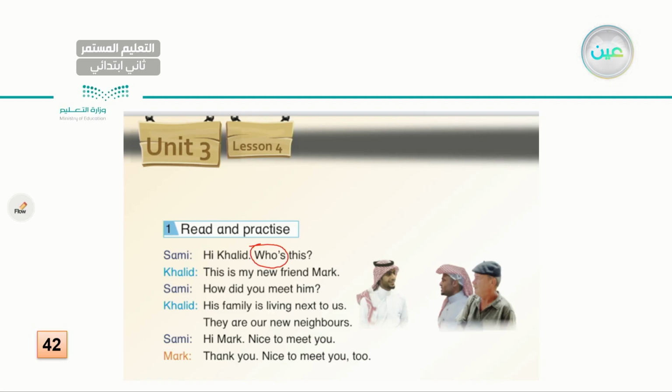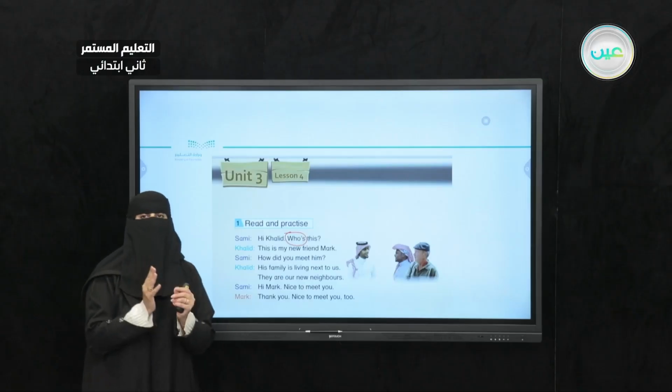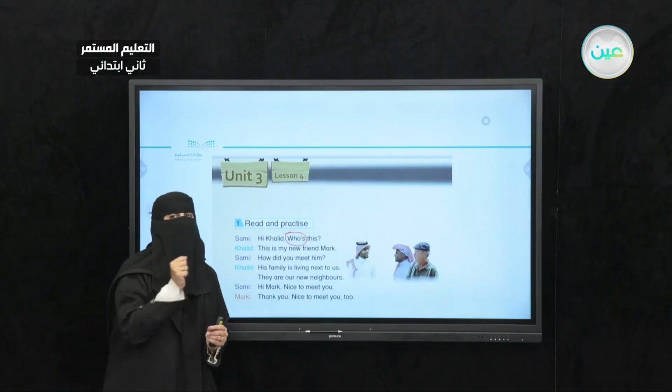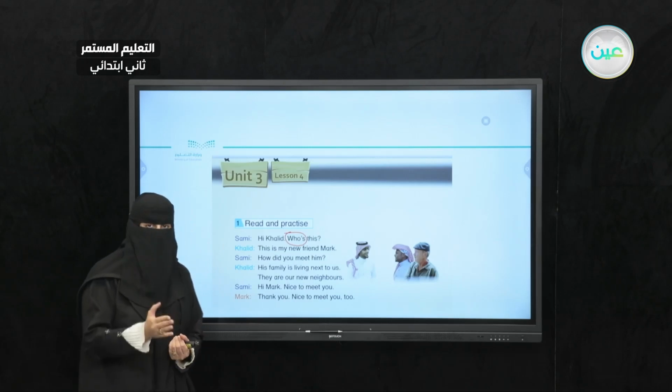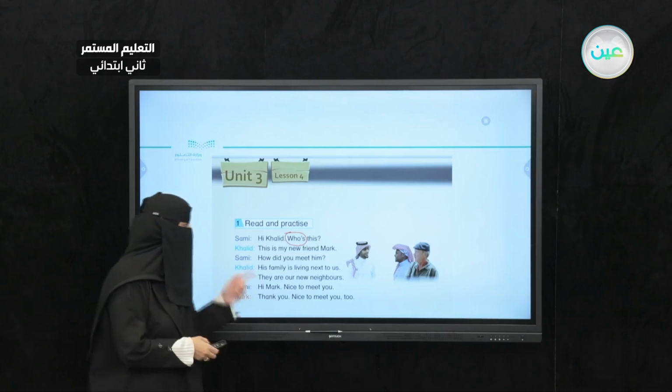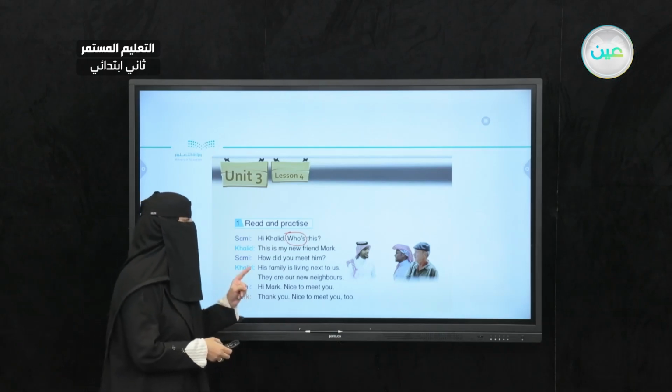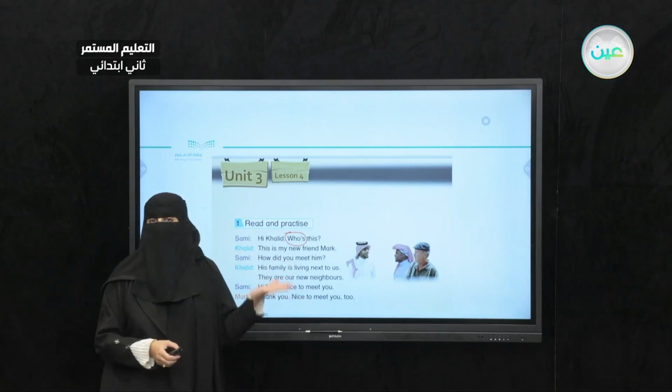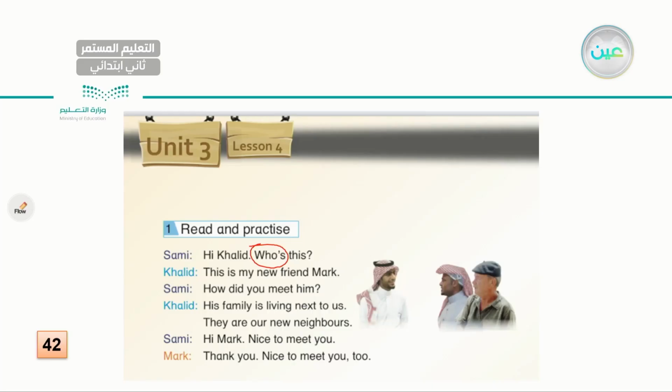So remind me, my dear student, when do we use who here? To ask about what? Which information are we looking for by asking this question? Who is this? I use who to ask about a person. Very good. Let's check. This is my new friend Mark. So here we introduce a person.